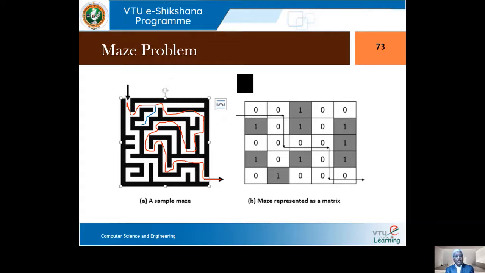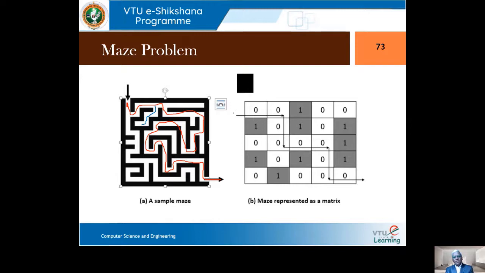So this whole thing, the board, can be modeled in terms of a matrix where any cell with 0 value indicates that it can move. That means it's an opening. Wherever it is 1, it's a wall. You can see it's gray shaded. So it cannot go into that direction.